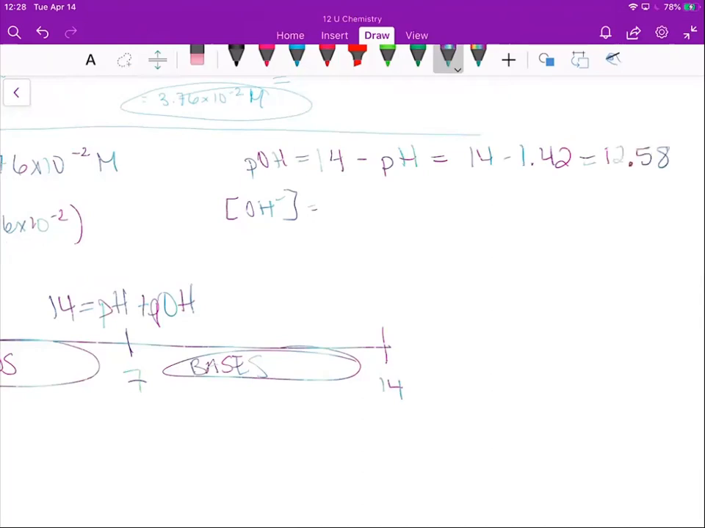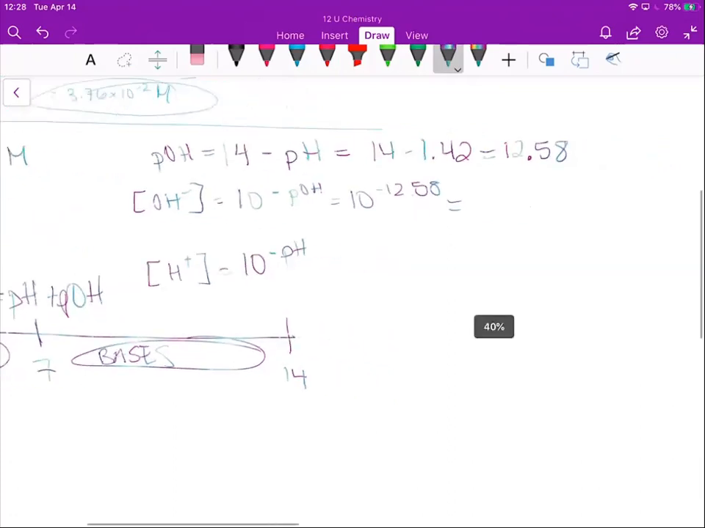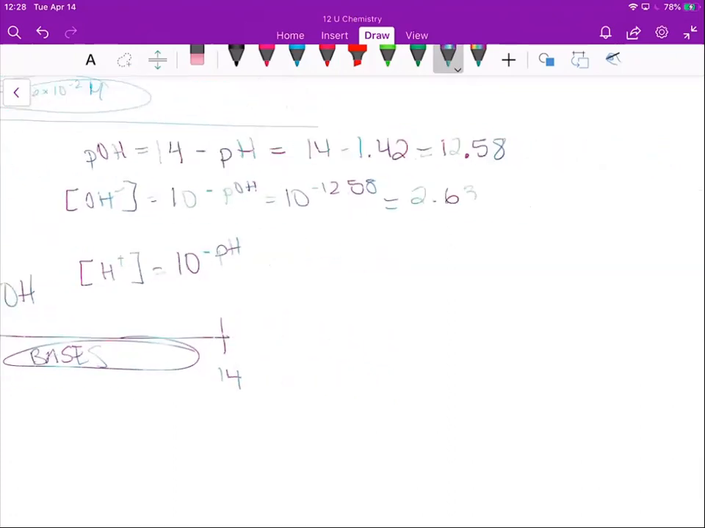Okay. And so when I'm calculating my concentration of hydroxide, it's going to be 10 to the power of negative pOH. It's the same with concentration. If I had just the pH, I would do 10 to the power of negative pH. So here I'm going to put 10 to the power of negative 12.58. Let's find out what that is. 10 to the power of negative 12.58, 2.63 times 10 to the negative 13 mole per liter.